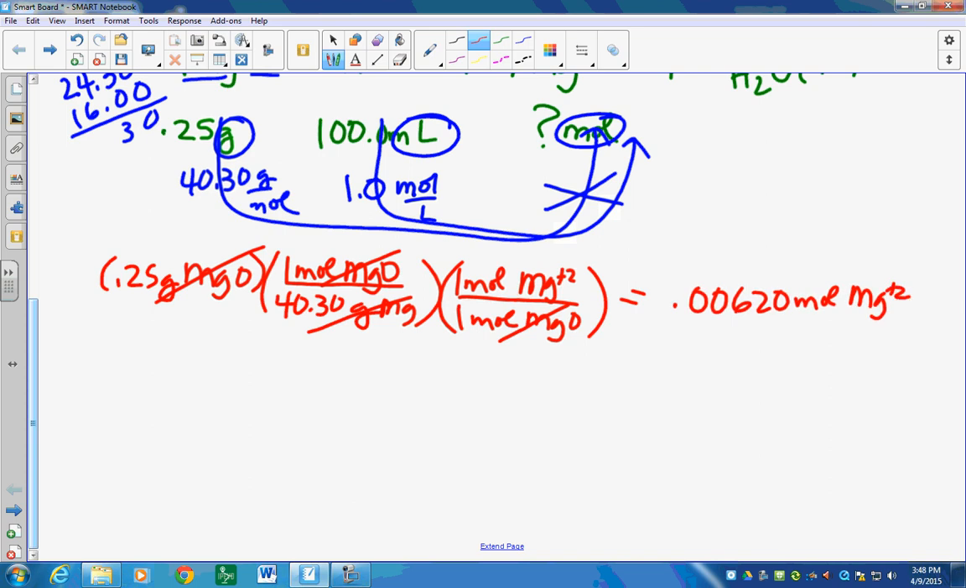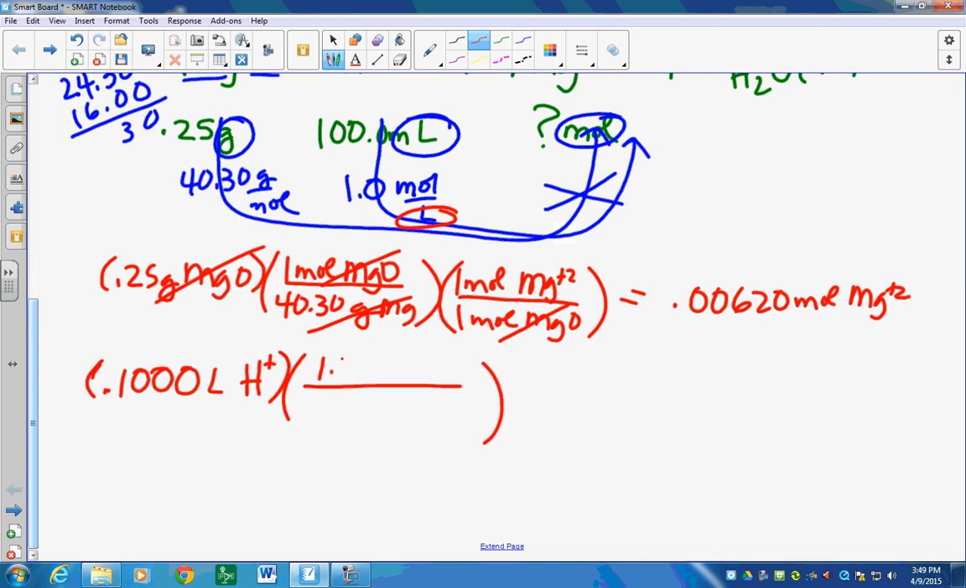Now I do the second problem, but because molarity is moles per liter, I'm going to convert milliliters to liters by sliding the decimal point over 3 places. You have 0.1000 liters of H+.